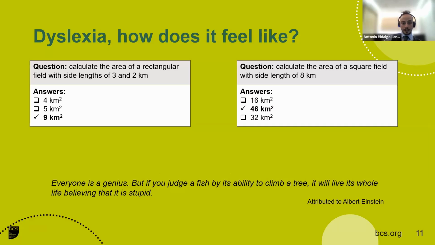So if I have a question, for example, can you calculate the area of the rectangular field? And if I'm misreading, and in this case I put the numbers wrong as if I were misreading, so for example, instead of being a 2, it should be a 3, I would not be able to find the right answer. And that's one thing that has happened to me many times.